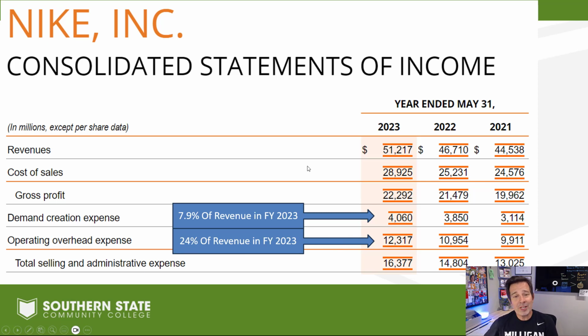And usually on your income statement for a manufacturer or a retailer, cost of goods sold is going to be the biggest expense, usually by far. All right, but that's not to say that these other selling and administrative expenses are anything to sneeze at. They're usually pretty substantial too.